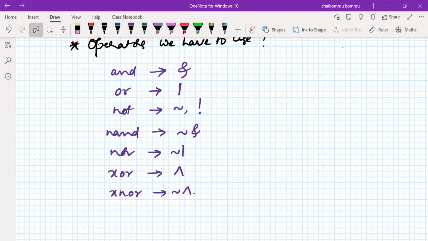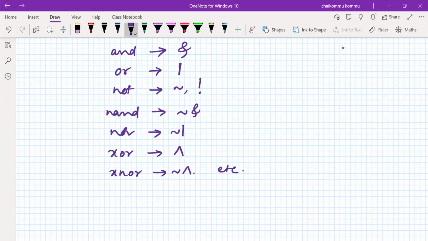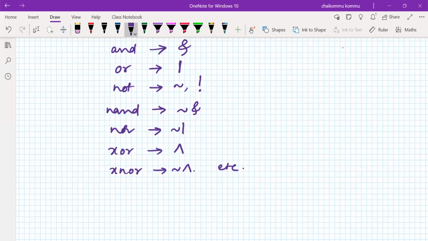So different types of operators are there, etc. Later we will see what other operators there are. So these are all called logical operators. Some arithmetic operators are there, relational operators, equality operators; the different operators are available. We will discuss that point in the previous classes. So these are the essential operators that we have to use.